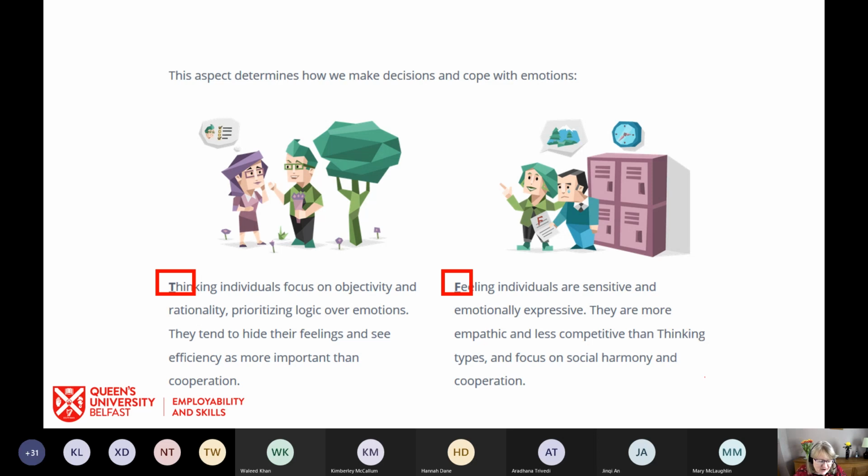So the thinking preference then is about preferring to make decisions based on logical reasoning. They use cause and effect analysis, and they decide using impersonal criteria.